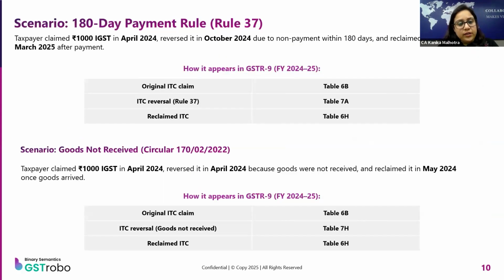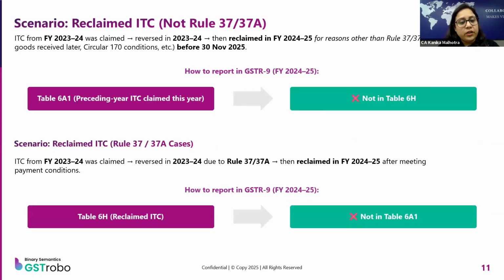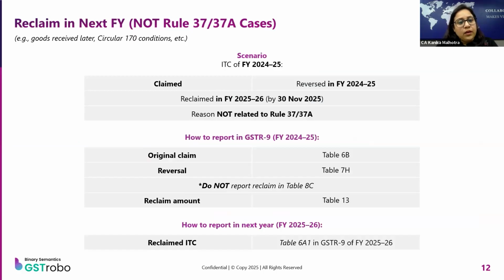I hope everyone is clarified. Okay, so similarly, it has been shown here that it will be reflected in 6A1 and not in table 6H. All right. So the other scenario is when we are considering rule 37 and 37A cases with a similar example, it will be reflected in 6H, not 6A1, because it will be treated as the ITC for this particular year only.